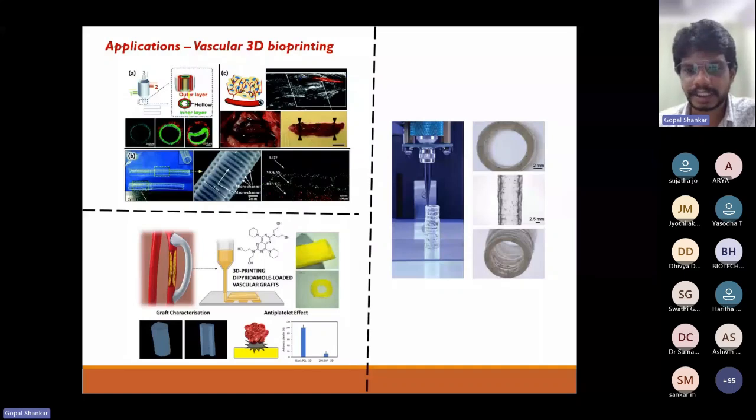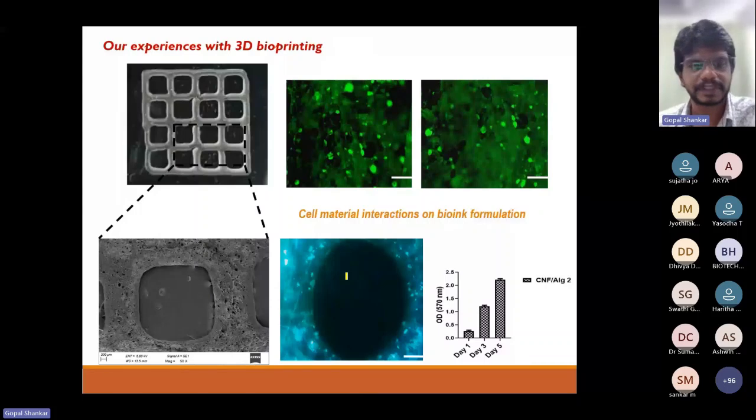You see these structures which are 3D printed, and you can see here the height of this material. They are not collapsing, which means that the shape fidelity of the material is being retained. And finally, this is our experience with 3D printing.